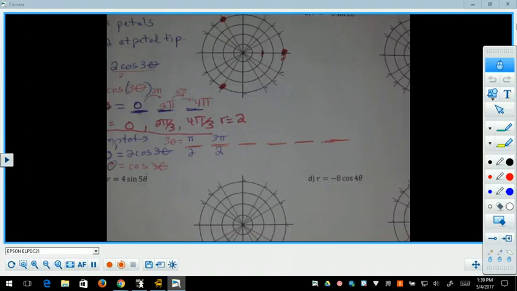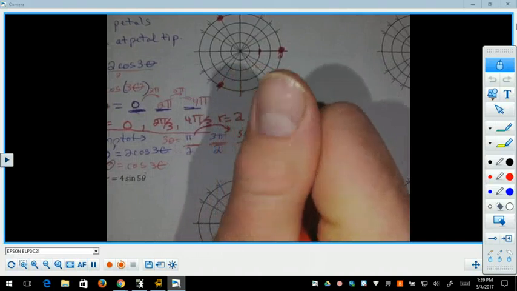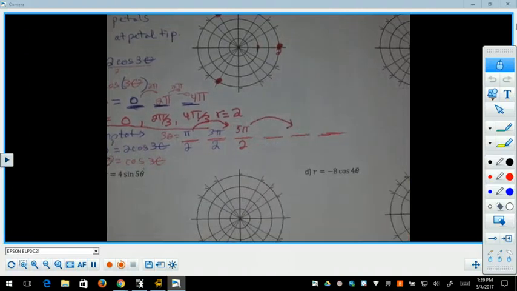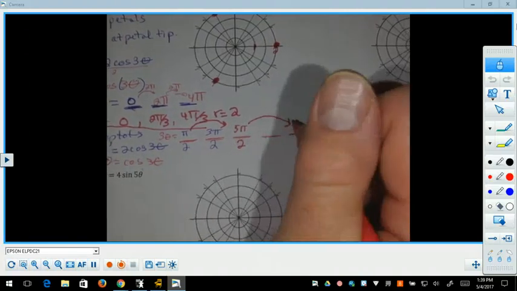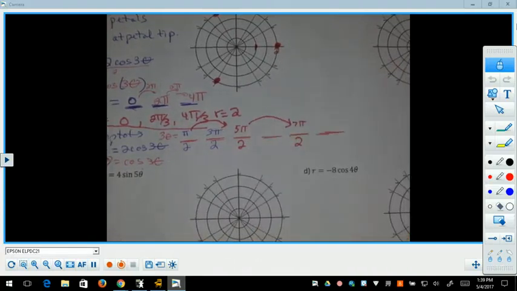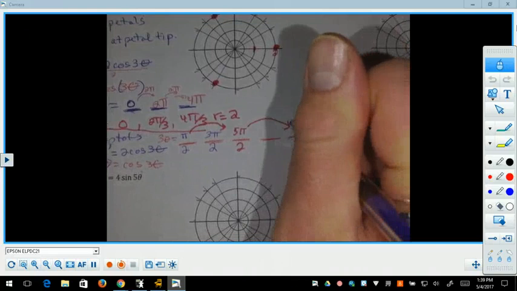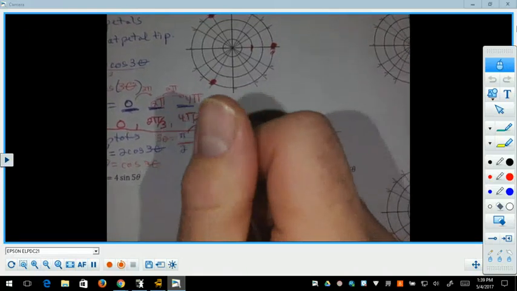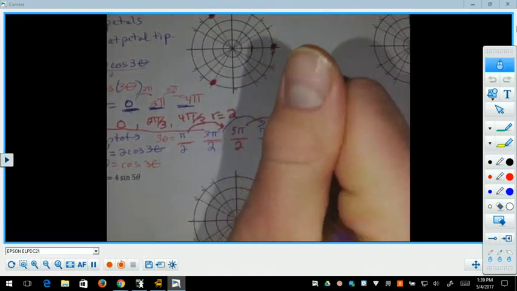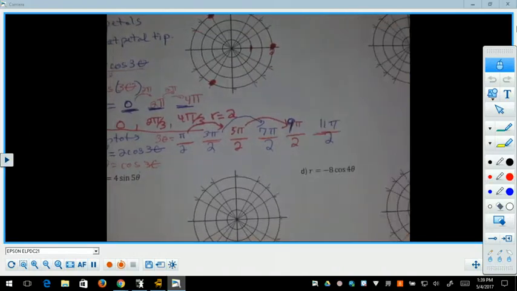I'm going to keep adding 2 pi to each one of these. To the pi over 2, I'm going to add 2 pi. It gives me 5 pi over 2, because that's plus 4 pi over 2. If I add another 2 pi, I'm going to get 9 pi over 2. This one, 3 pi over 2 plus 4 pi over 2, gives me 7 pi over 2. So you can see we have 1, 3, 5, 7, 9, 11 pi over 2.